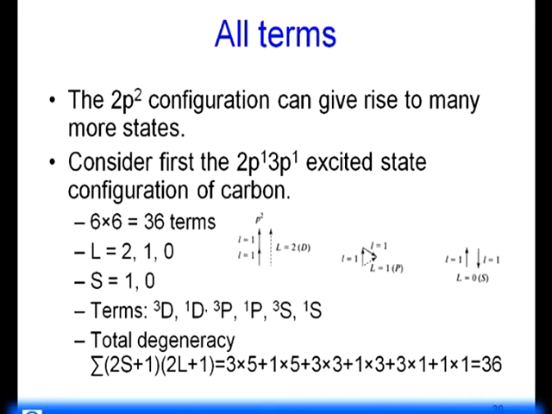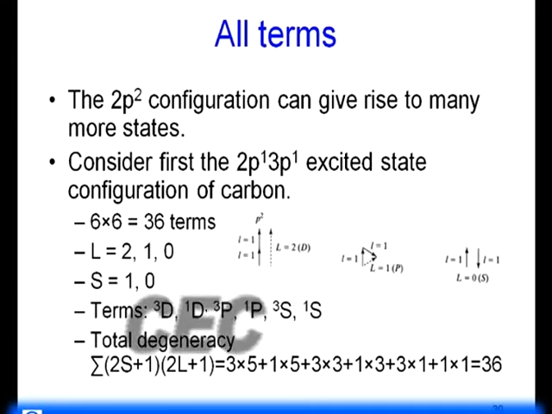Now 36, and what are the terms which are possible? Since l1 is equal to 1 for the first electron, l2 is also equal to 1 for the second electron. The possible values of L are l1 plus l2 down to l1 minus l2, that means 2, 1 and 0. S, because both the electrons have spin half, half plus half down to half minus half. So 2 possibilities of spin are possible, 1 and 0. Both these possibilities mean that you can have terms which are 3D, 1D, it can be a singlet or a triplet D state, it can be a singlet or a triplet P state, it can be a singlet or a triplet S state.